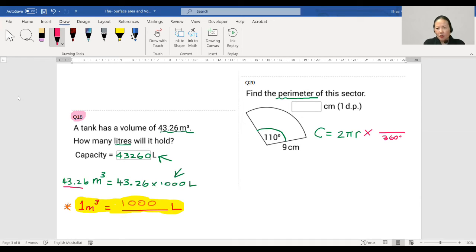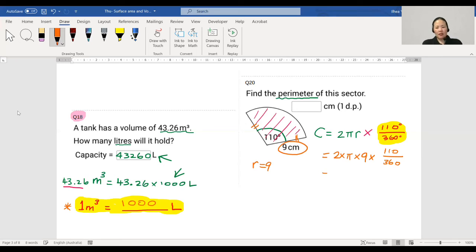And Kirsty, what are we looking at? What's the angle for this sector? 110. Yep, 110. So that's all we are looking at, isn't it? We're not looking at the full circle. We're only looking at 110 of that full circle. And what is my radius here? It's 9 centimeters. So that's my radius. Okay. So all I want to do now is I just put that in. 2 times pi times 9 as my radius, times 110 over 360. Okay, great.